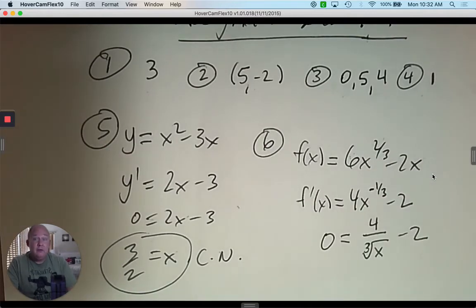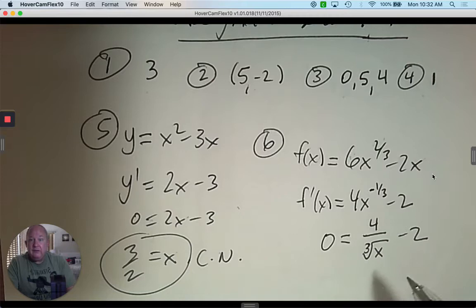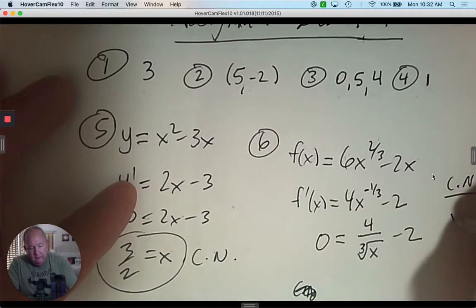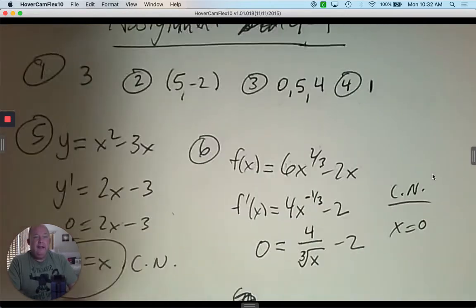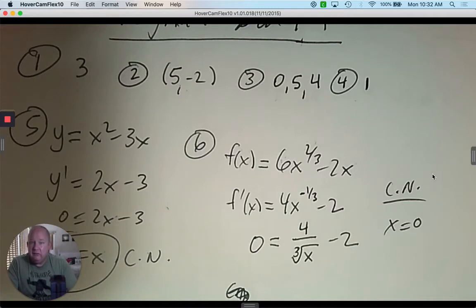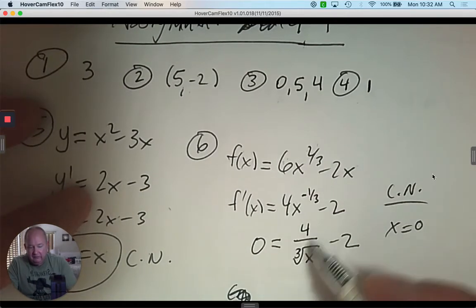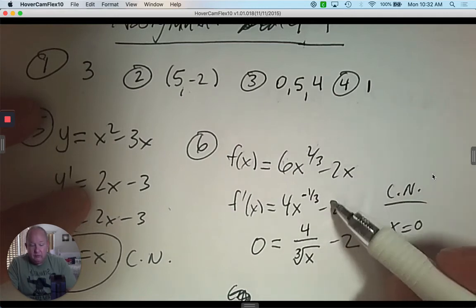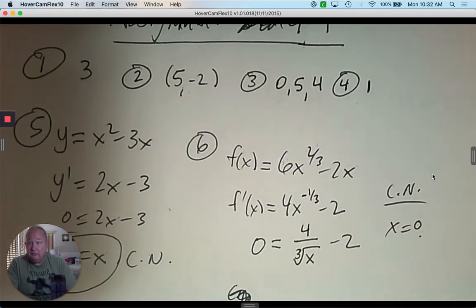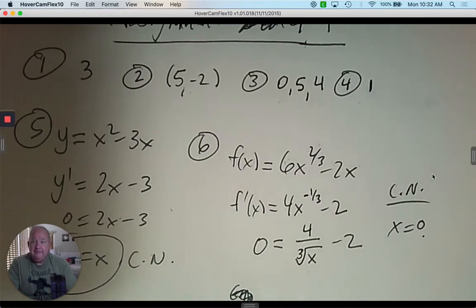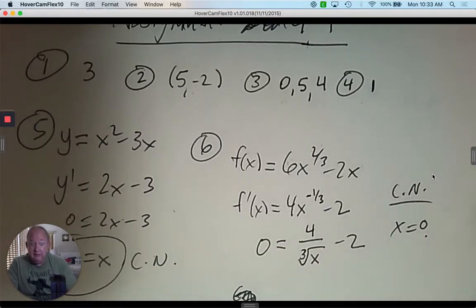Now, the first thing I notice when I do this is that there is an x value that makes this undefined. So a critical number right away is when x equals 0. Now, why is it when x equals 0 that it's critical? Because if you plug a 0 in for x, it makes it undefined. So where is the derivative undefined? When x equals 0. No other values. A cube root could either be positive or negative, or even 0. The reason 0 is bad is because it's in the denominator.